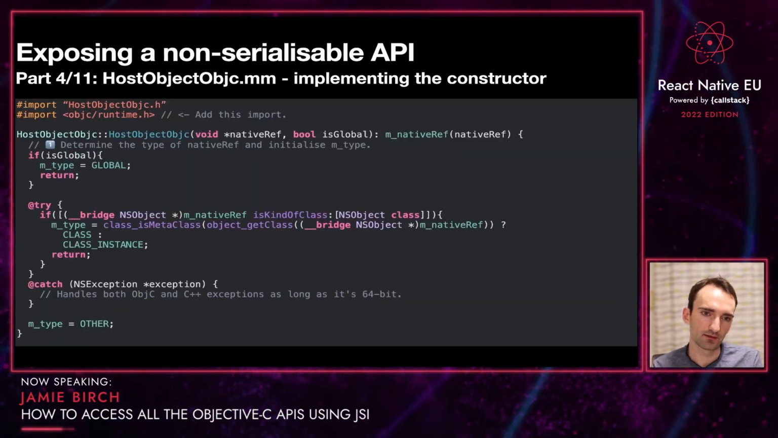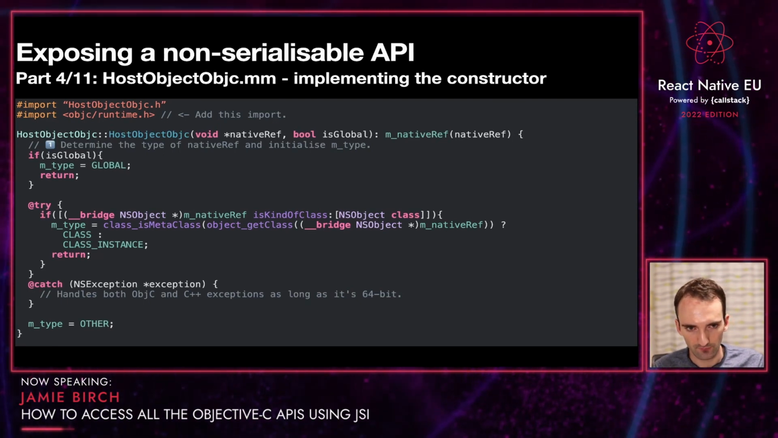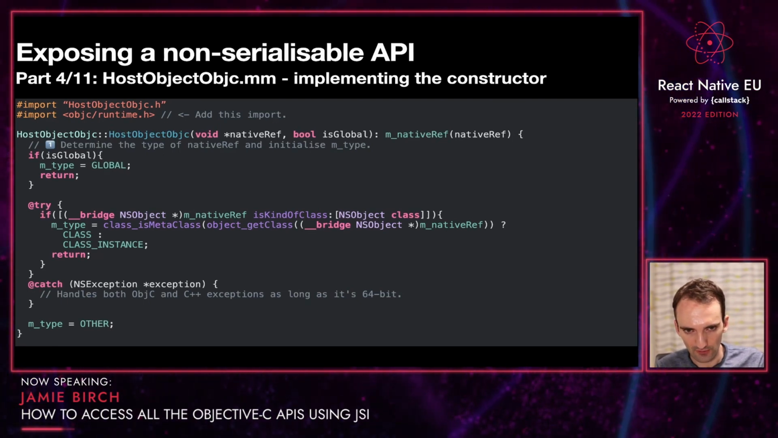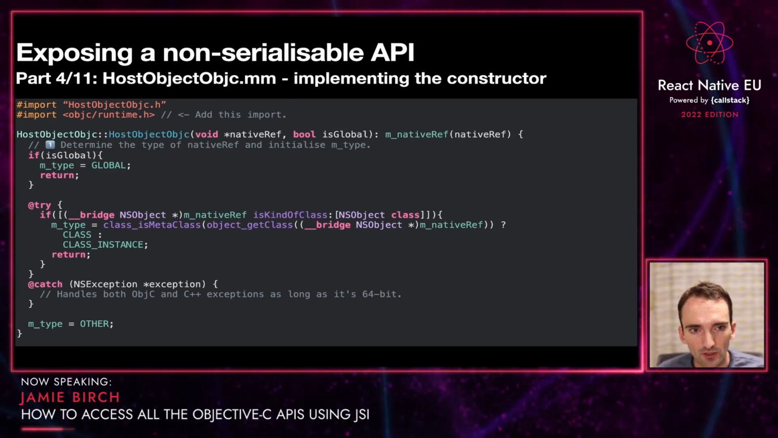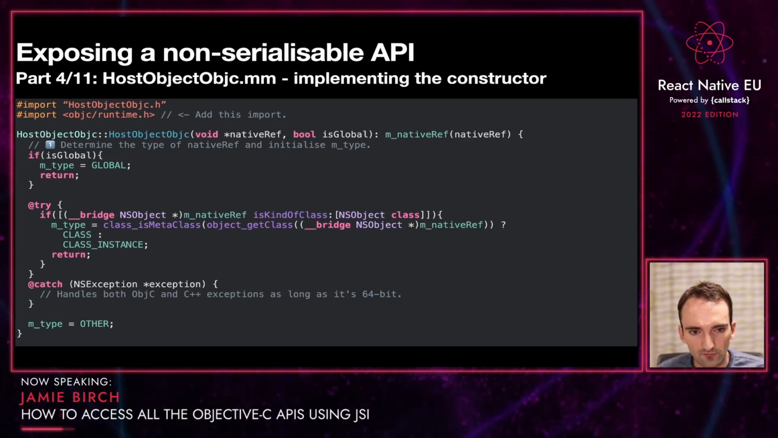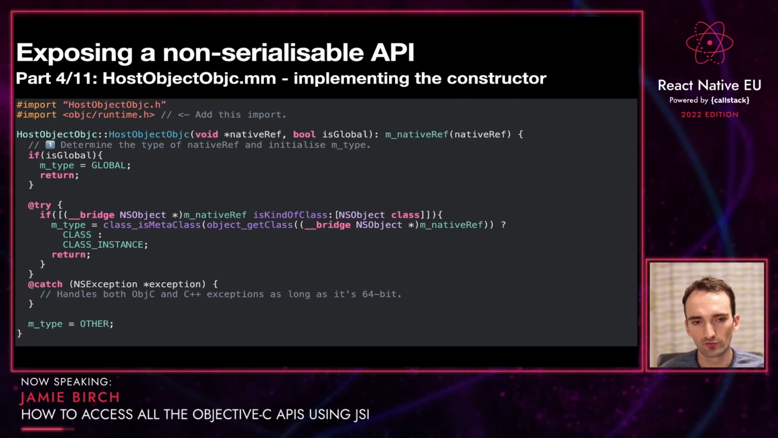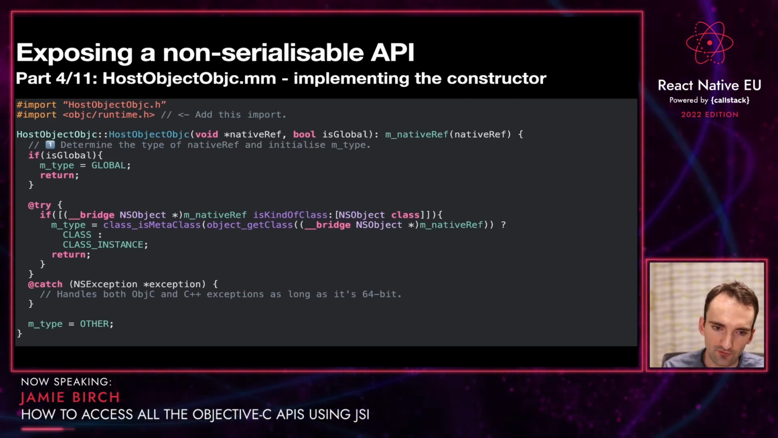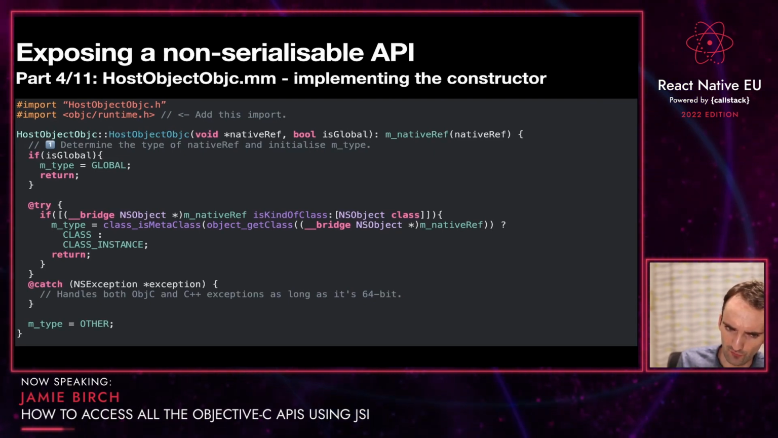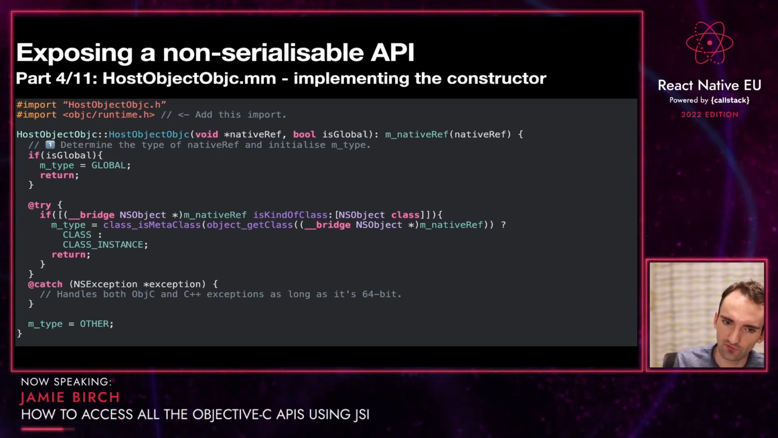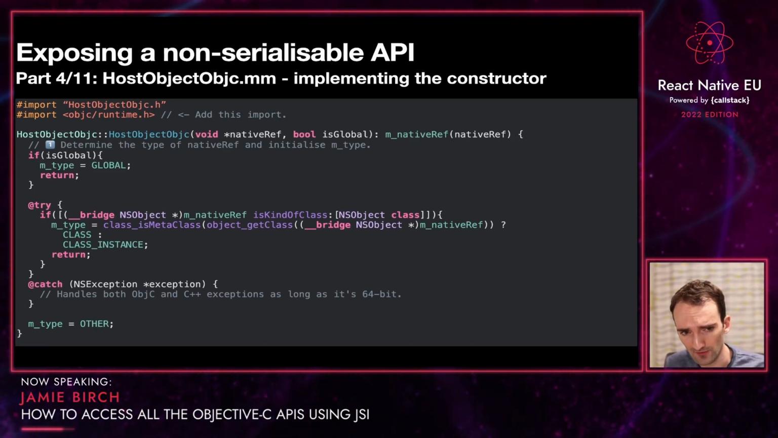Now here is how we're going to implement the constructor. So first off, if the person on the outside told us it's for global, then easy peasy. We say the M type is global. And for the next things, we're going to need to import some Objective-C runtime helper functions. So we'll do a try-catch, and the interesting thing about try-catch with this @ symbol in front of it is it handles both Objective-C and C++ exceptions as long as it's a 64-bit app. Don't ask me why, but that's what Apple said.